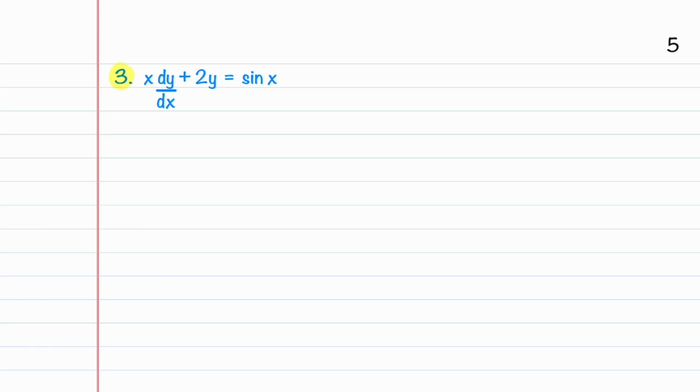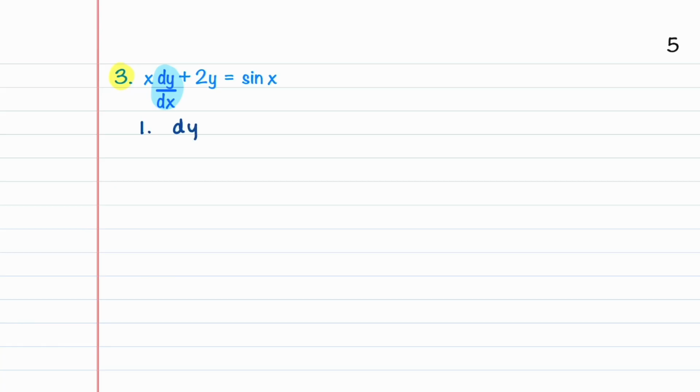Let's now look at our last example. I wanted to include this example because in this example, when we go to do our integration, we have to use integration by parts. Our first step is to put our equation in standard form. We want to get our dy/dx all by itself. To do this, we are going to divide each term in our equation by x.